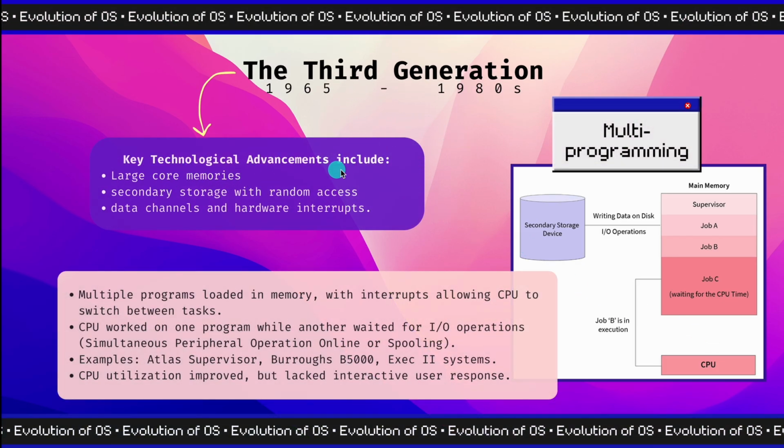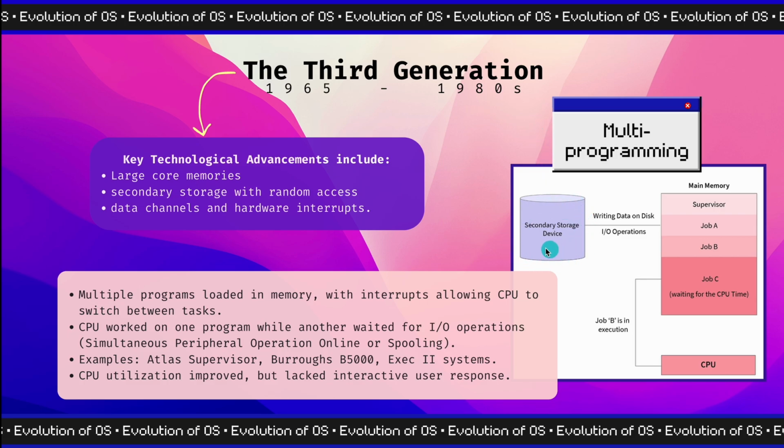Key technological advancements from 1965 to the 80s in the third generation of computers included large core memories of CPUs, secondary storage devices with random access, bigger data channels, and the introduction of hardware interrupts. Now, the concept of multi-programming became popular among OSs released in the third generation.